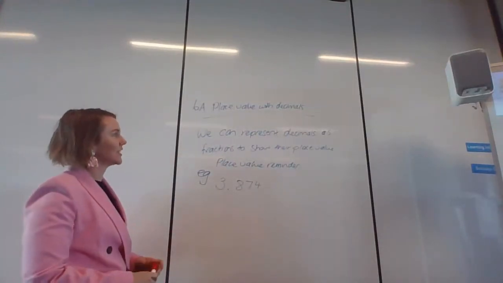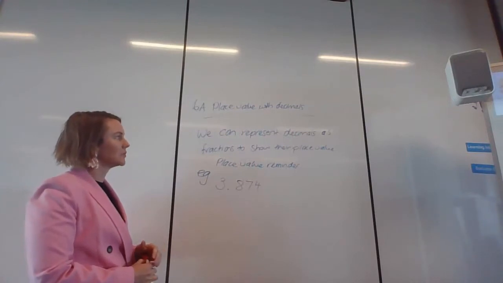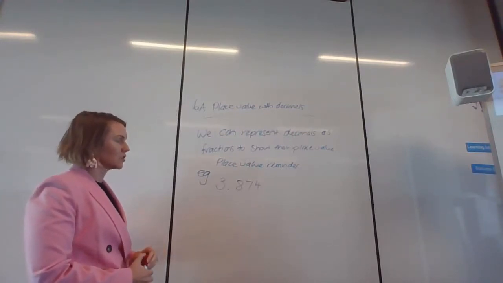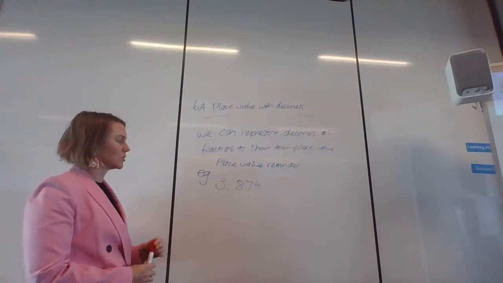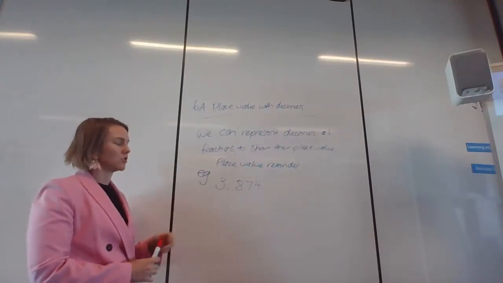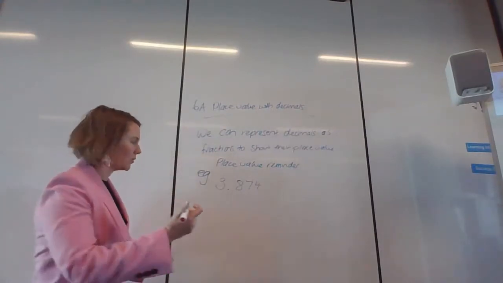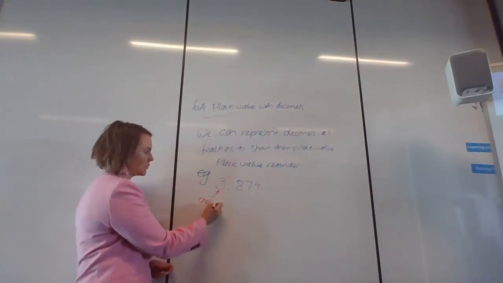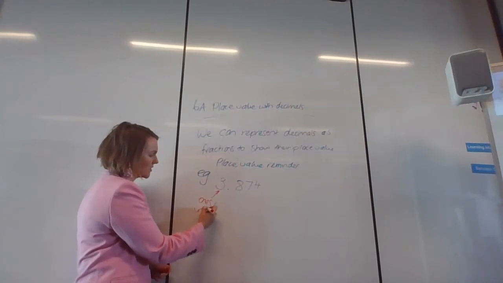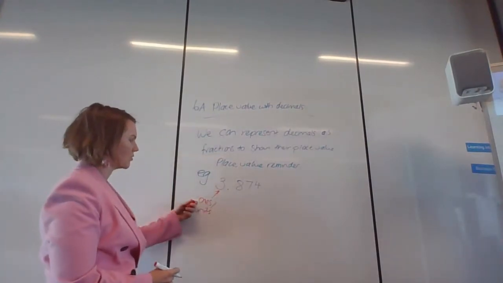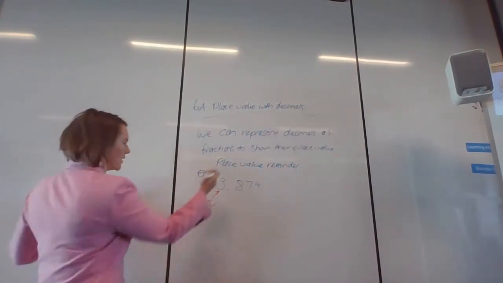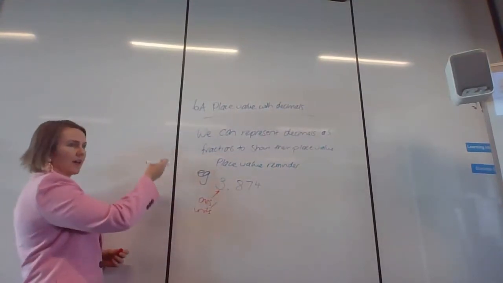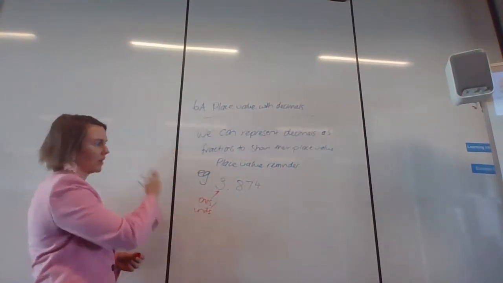Okay, place value with decimals. So we're going to represent decimals as fractions to show their place value. We'll do a quick reminder about the place value to the right of the decimal point. We would say that the 3 is the ones. Sometimes you can also say units, but ones is more common. And then of course on this side we would have tens, hundreds, thousands, etc.